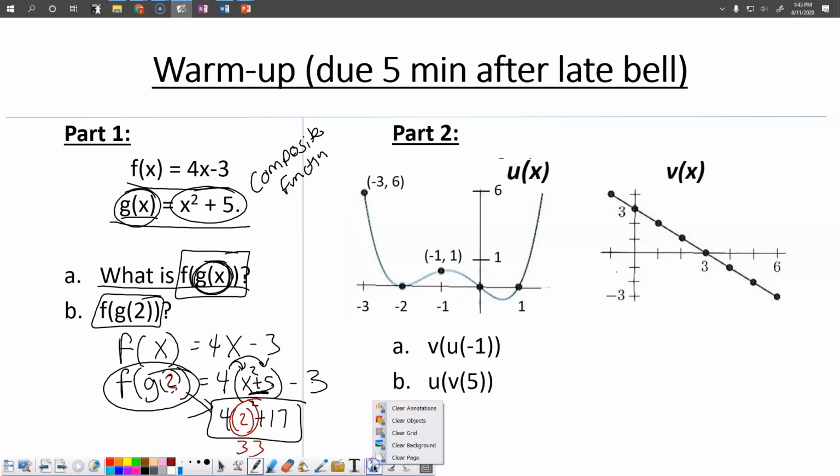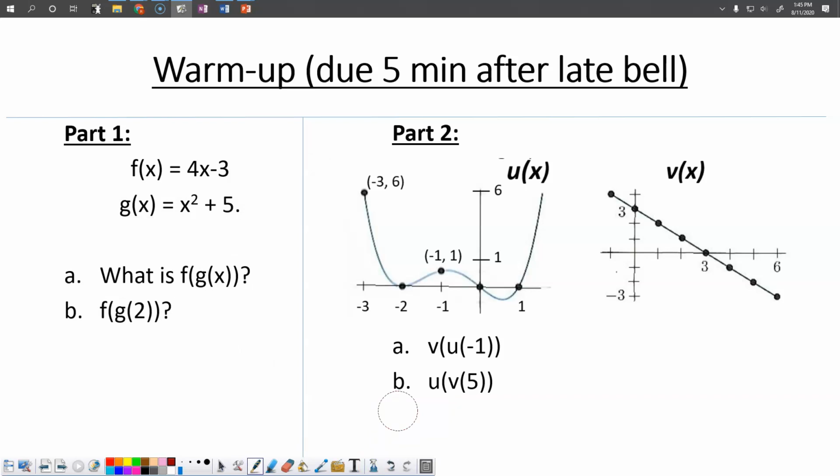Now there's another way that you could have gotten Part B even if you didn't get Part A. The way you would do that is you would take 2 and plug it into the g function first. So let's do that. That's 4 plus 5, which is 9, right? So g of 2 is 9. So now we need to plug 9 into the f function, which is 36, take away 3, which is 33. Same answer, different way of doing it. Okay? But anyway, that's what a composite function is.